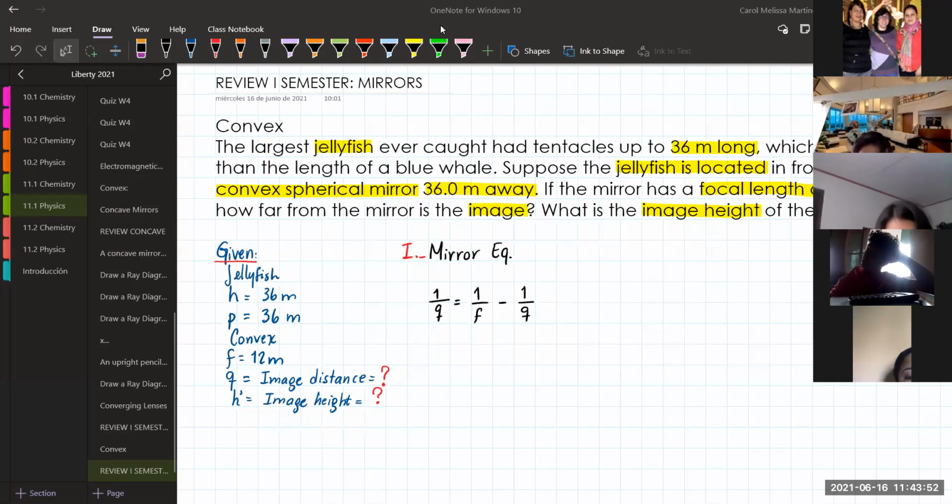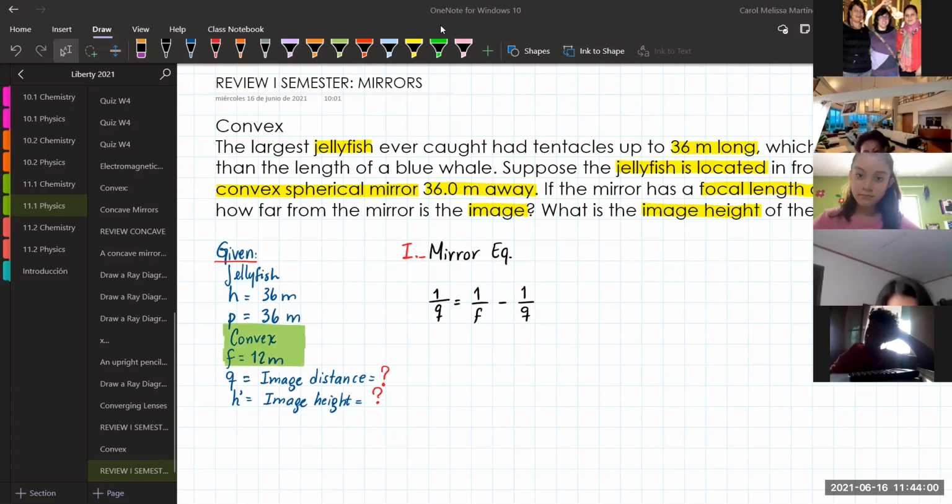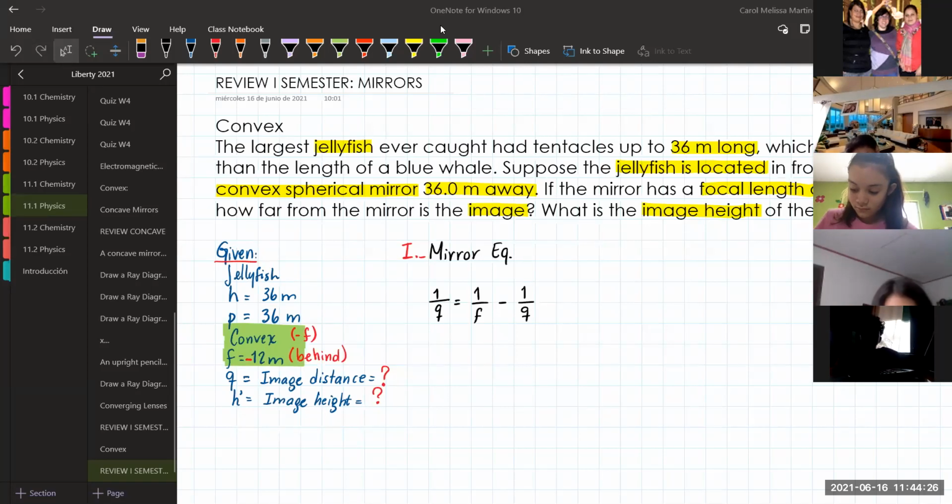I told you something about it. The one side behind is negative. It doesn't say that it's behind, but the focal length in a convex mirror is always behind. So even if the problem doesn't mention it, you have to put that negative 12 in the focal length to indicate that because it is a convex mirror, the focal length is going to be negative. That's what it means. Convex means negative focal length. So let's continue with the exercise.